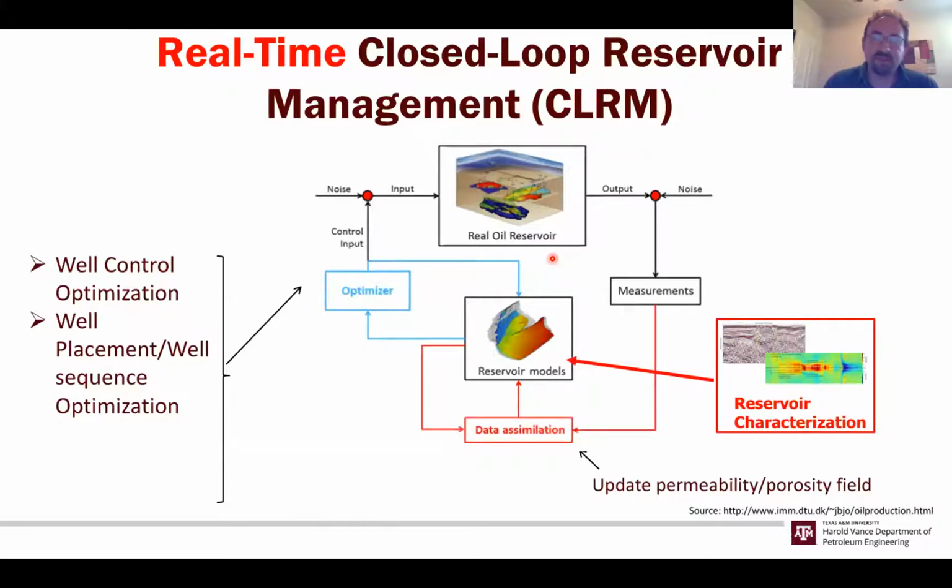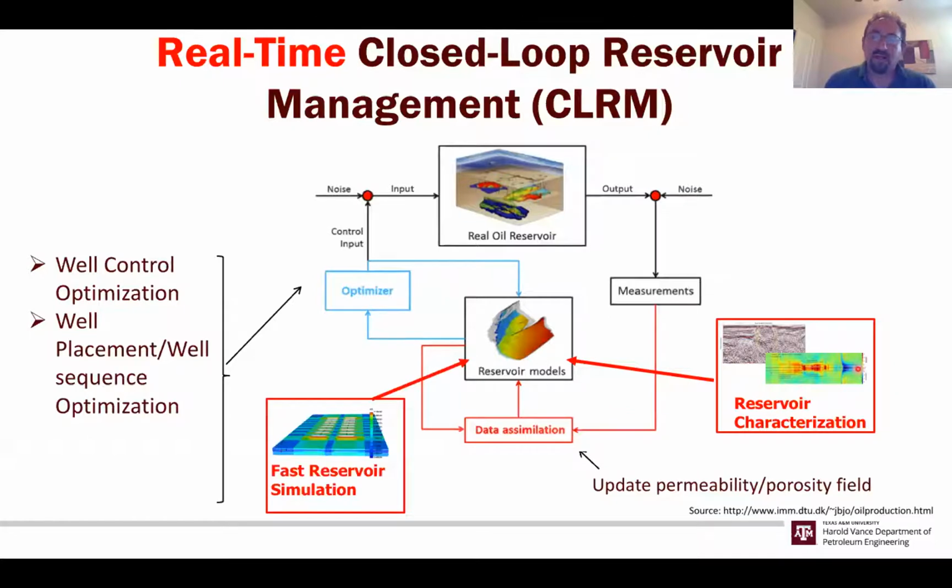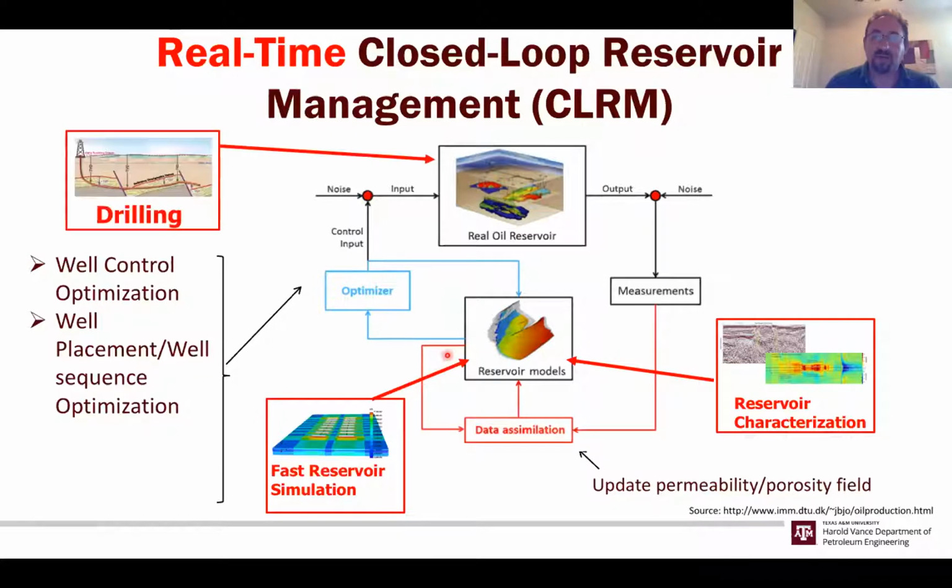That we need to fit together to actually start up the closed loop. One is the reservoir characterization, which I'm not going to talk about today, but basically how you incorporate petrophysics into the problem. The second one, if you're really looking at real time, is how you do fast reservoir simulations. And that's what I'm going to talk about in the next few slides.